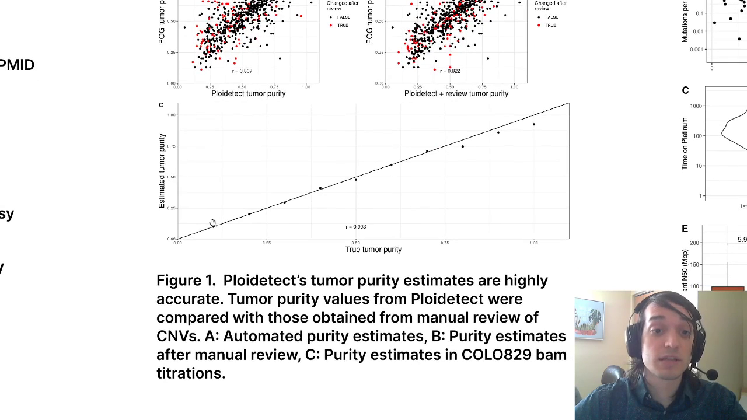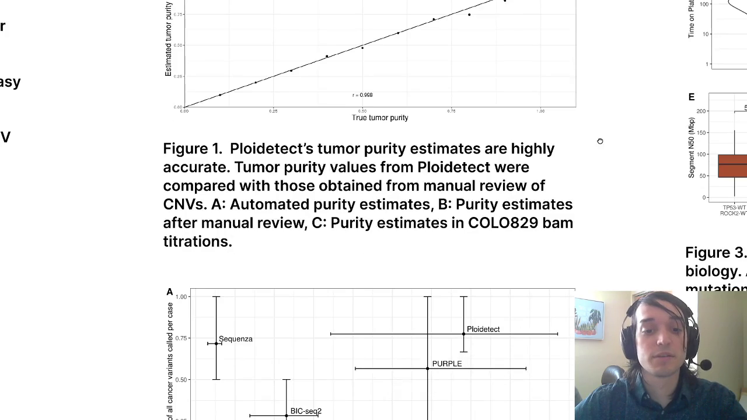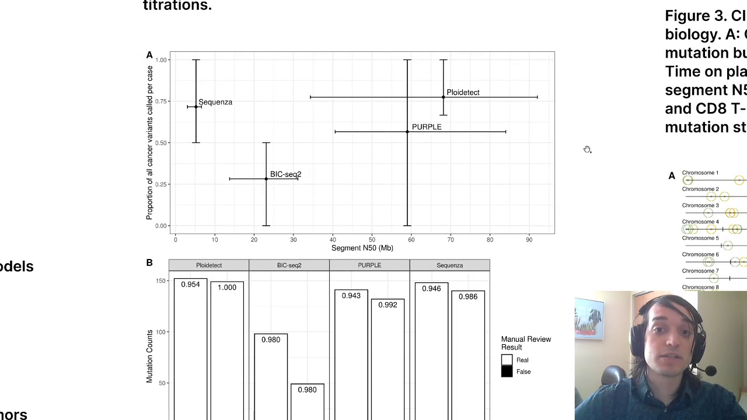Then we also decided to look at an in silico dilution of the colloid 29 cell line data, and we found that there was very good agreement between Ploidetect's estimates and those. Furthermore, we then took a look at comparing the actual copy number results between Ploidetect and all the tools in our large cohort, and basically we found that Ploidetect was able to detect more cancer-related copy number variants than any other tool, and also the segments were on average larger than all of the other tools' segments. So this indicated that Ploidetect was able to generate fewer false positive segment breaks while also maintaining the ability to detect small, focal, or hard to detect copy number changes.